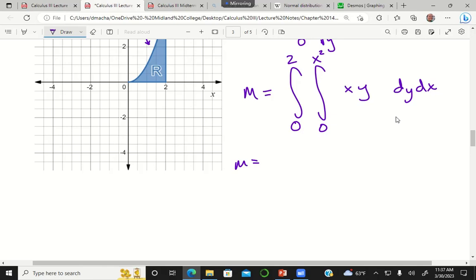And taking the antiderivative with respect to y is going to give me a 1/2 xy squared, from 0 to x squared, dx.